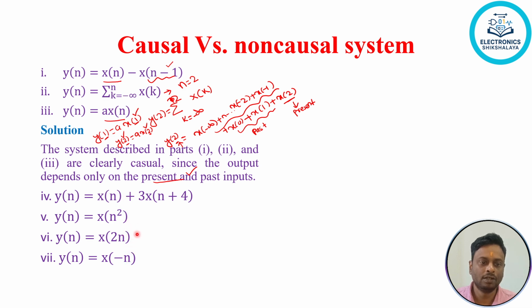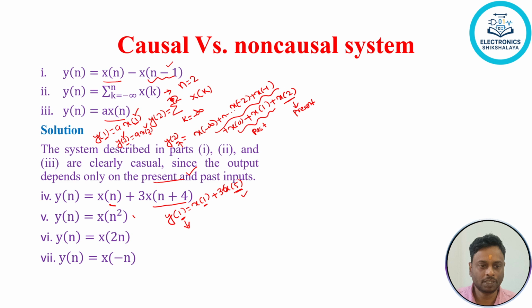These are all non-causal systems. You can check, the output depends upon the future value of the input sample. You can see over here also, this is x of n, x of n plus 4. If we calculate y of 1, suppose, this will be x of 1 plus 3 into x of 5. We are interested in the present and past values. These are the present values of input, but in this case, this is the future values of the input samples. So that is why the system is a non-causal system.